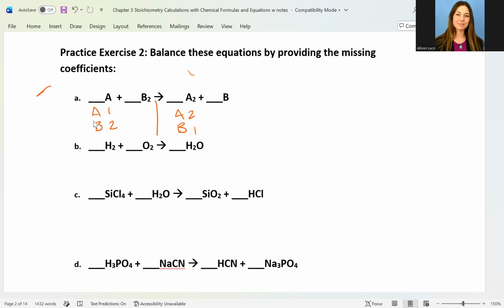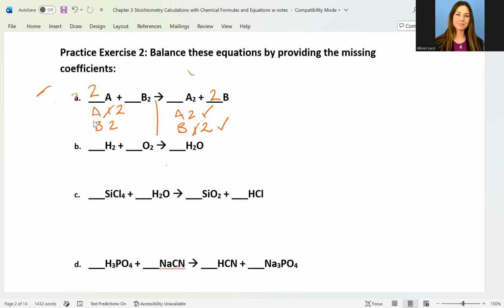So we need to try to figure out what coefficients would be able to balance this reaction. If I come over here and I put a 2 in this spot, that would change this to be 2A. So now my A's match up, so I can put a check mark there. And now I have 2B on this side, but only 1 on this side. So if I put a coefficient of 2 there, that would change this to be 2. And now I have a balanced chemical reaction.